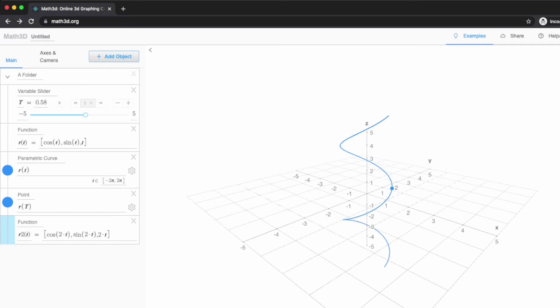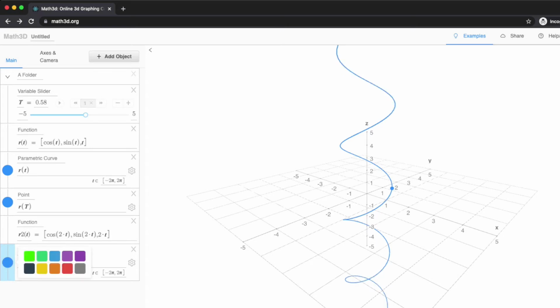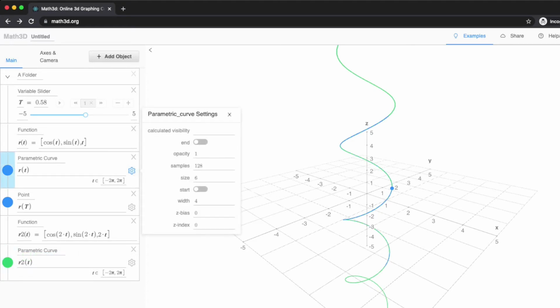So I've created the function. Now I'm going to plot the parametrized curve, and the curve I'm going to plot is the r2 curve. You may see things got extended. It looks like it's overlapping with the previous one, and in fact it is. I will change the color. I will take that first parametrized curve and give it a Z bias of 1. That means if it's overlapping with another object, show this one out front. Z bias means closer to the viewer's eye.